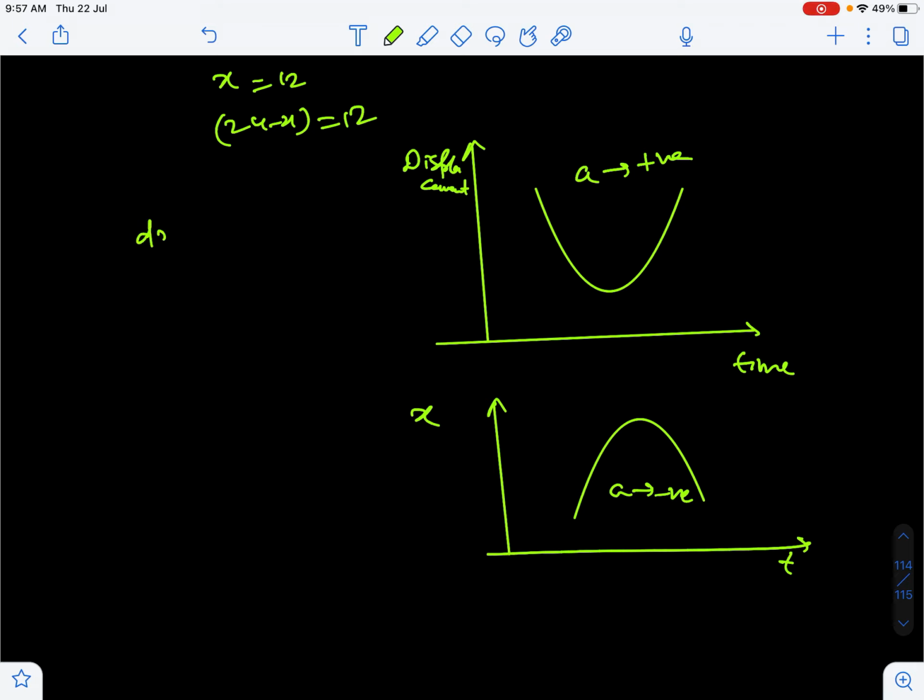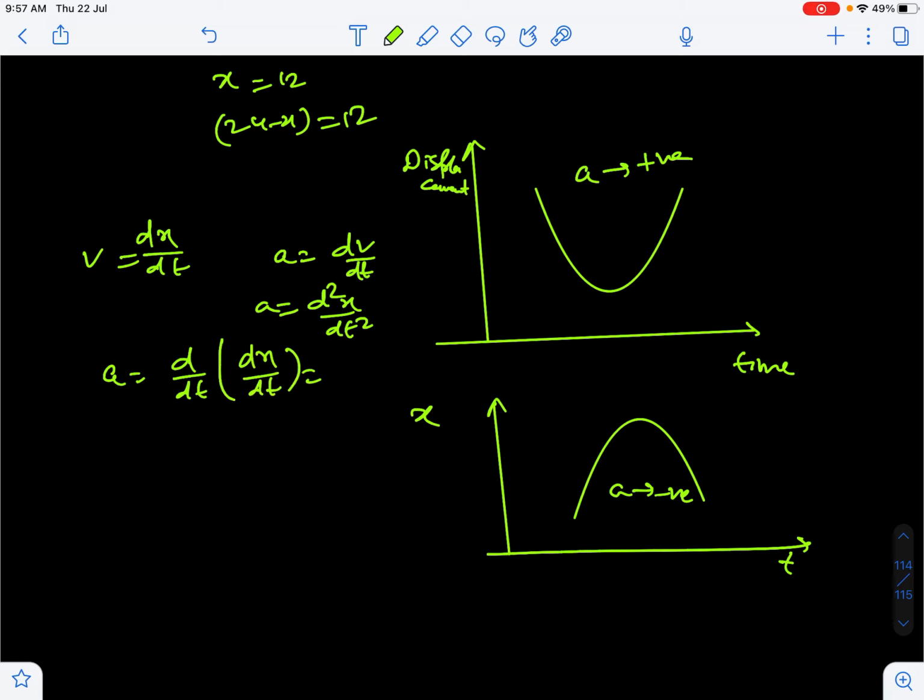See guys, what will happen: first you will calculate dx by dt, that is velocity. Then you calculate acceleration as dv by dt, or I can say d2x by dt square. Why have I written this? Because acceleration is d by dt of v, and v is dx by dt. So this can be written as d2x by dt square. Since the slope is changing itself, this second derivative is always positive. That is why I gave this thumb rule. Now I hope you will understand the point I want to tell.